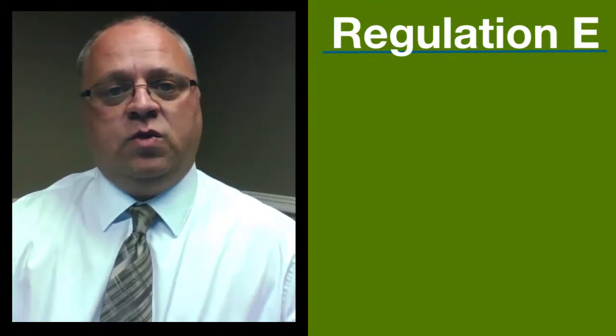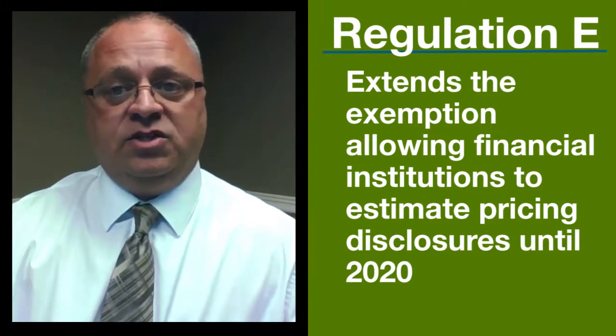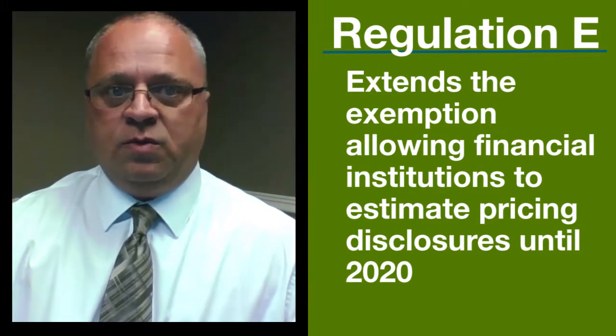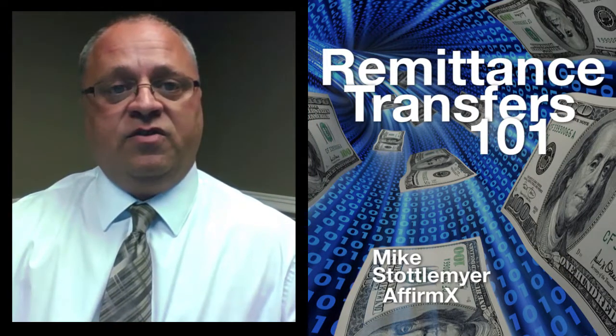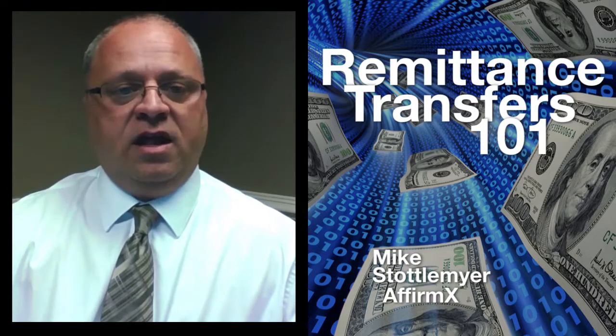Regulation E includes rules governing remittance transfers that extend the temporary exemption that allows financial institutions to estimate certain pricing disclosures until July 2020. In light of this, it's helpful to clear the air about what a remittance transfer is and what it involves, because you might be surprised at what's covered by this regulation.